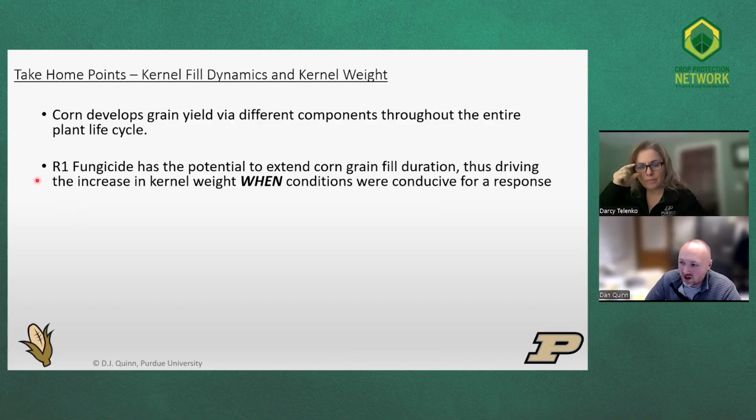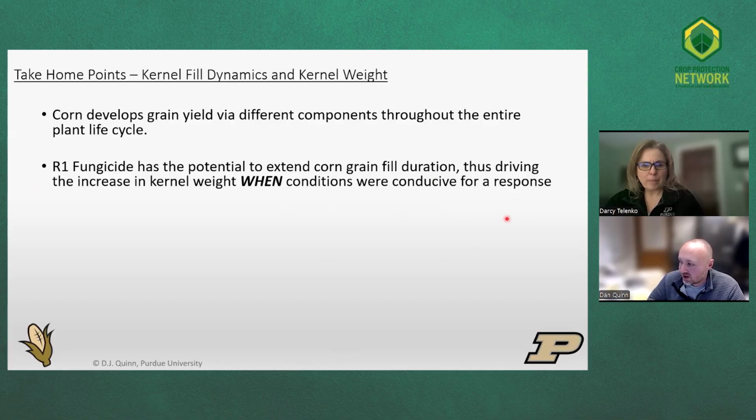With this research trial, right, we did see that being able to control the foliar disease with a well-timed fungicide application at R1, it was just one application at that silking stage, did have the potential to extend corn grain fill duration. And then when we're able to extend that grain fill duration, we see that the kernel weight increases, and kernel weight increases on a per kernel basis, then we see that overall yield response.